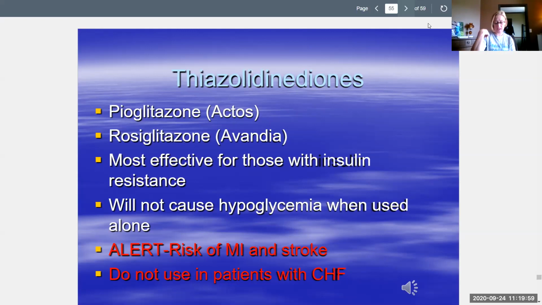So to remember this one, our TZDs: TED zones out. Our medications that end in zone, a lot of them work in the liver. So TED zones out a lot. TZDs are zones in the liver. It doesn't say on there the liver, but it does work in the liver to help lower blood glucose levels.